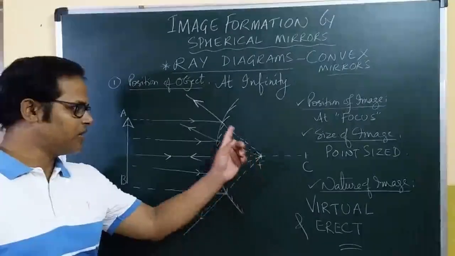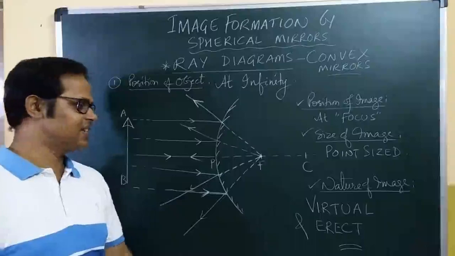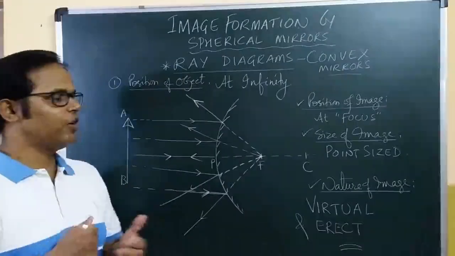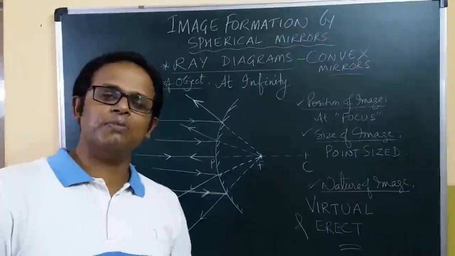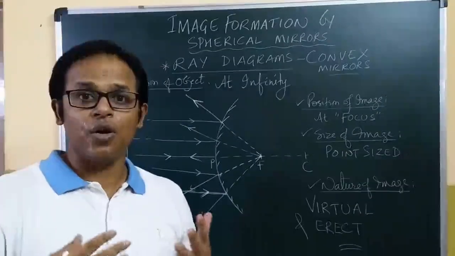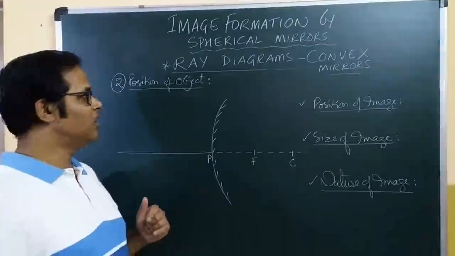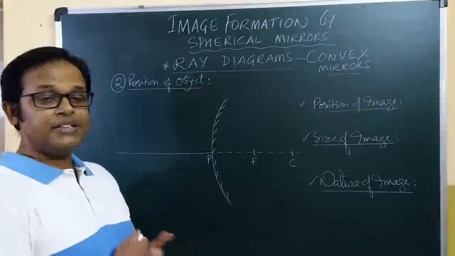This point is called the virtual intersection. Hence, a virtual image is formed, which is also erect. Please note down this diagram. We will move on to the second and the last possible position to be studied for convex mirrors. We will study the second position for convex mirrors. Clear? Now it's pretty easy.